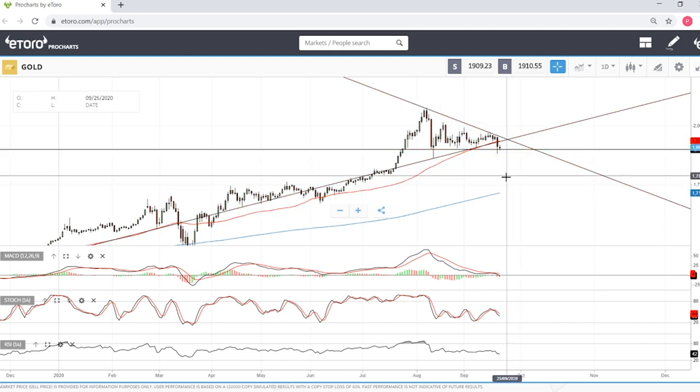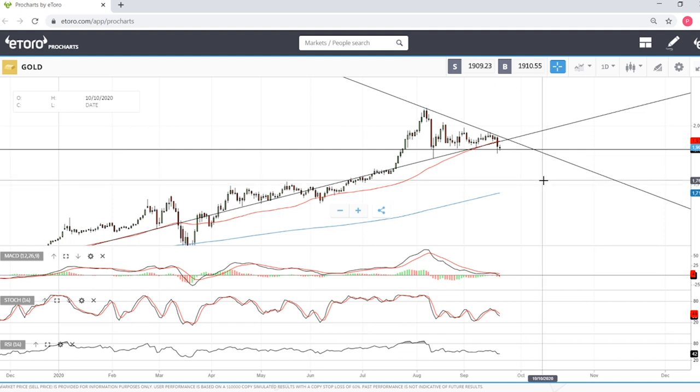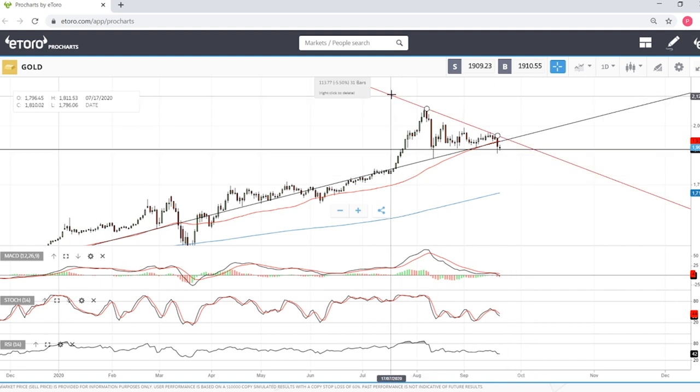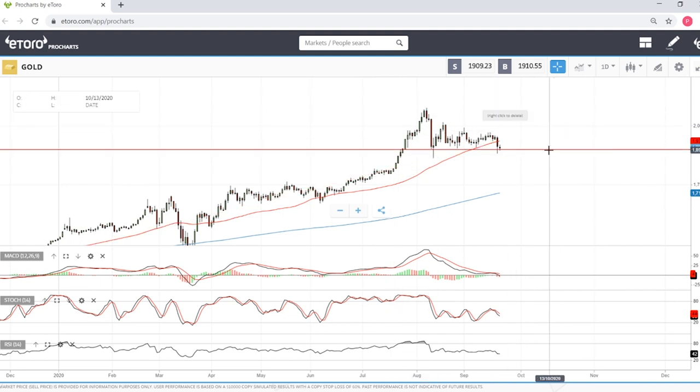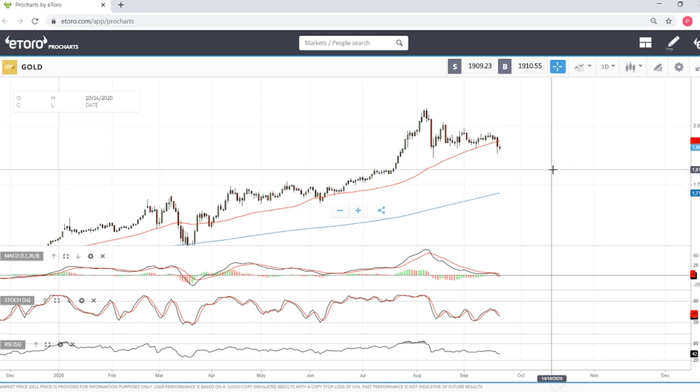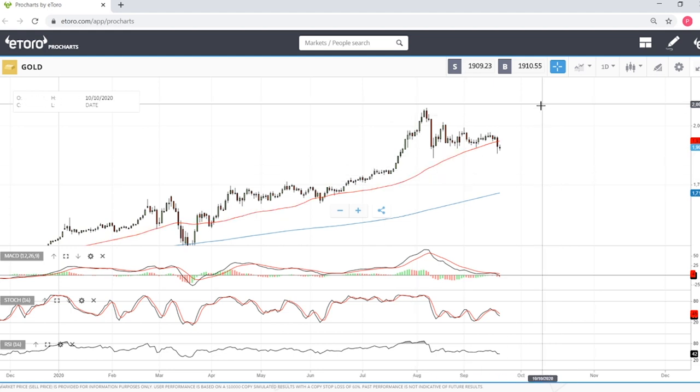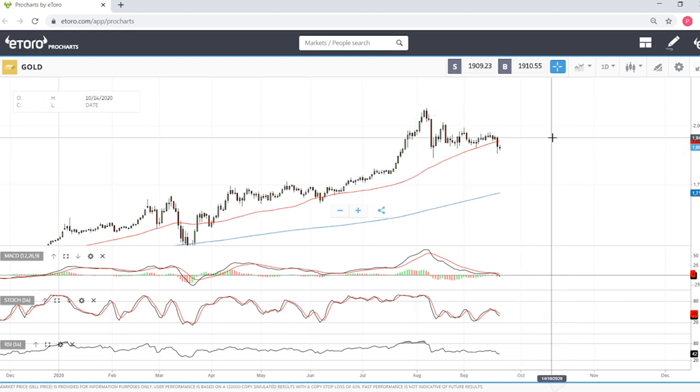So every massive pullback is basically a buying opportunity, because we still live in a world economy where central banks are just flooding the markets with cheap liquidity. And as long as that is the case, in the long run, the US dollar should depreciate significantly, and that is really good for gold.